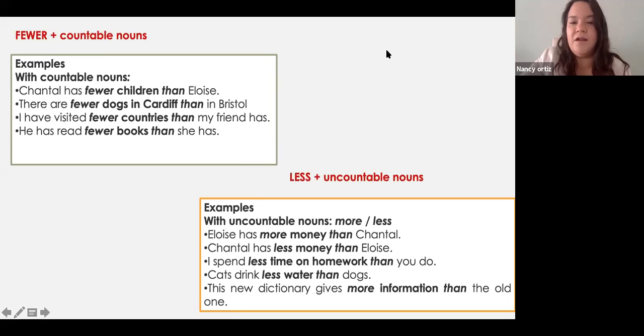Let's use the expression less, okay? Less plus uncountable nouns, okay? More, less, okay? The same way you use more, the same way we use less, but one means more quantity or less quantity. First example, Armando. Second example, Mildred. Third example, Ismael. And fourth, Cristobal.